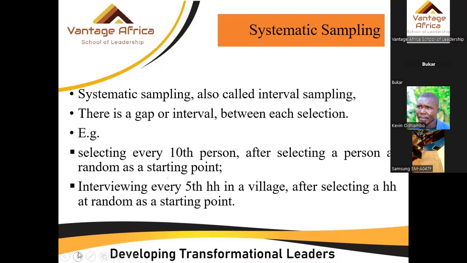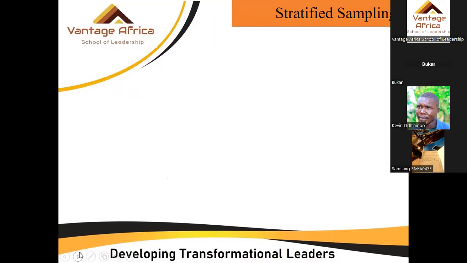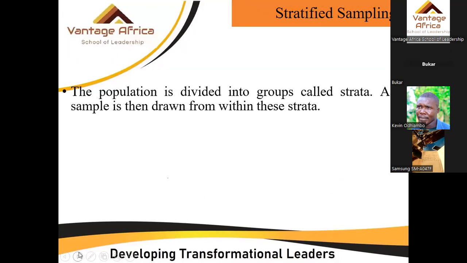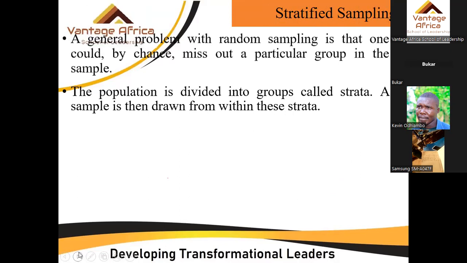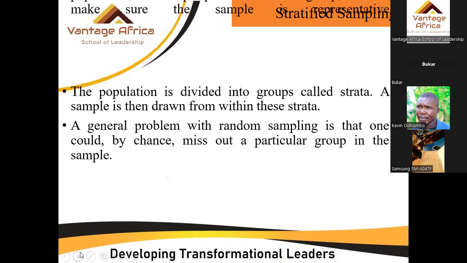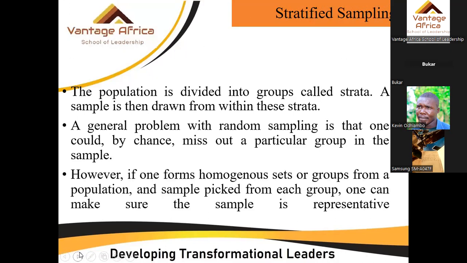How about stratified sampling? Now, the population is divided into groups called strata. Then a sample is drawn from within these strata. The general problem with random sampling is that one could by chance miss out a particular group in the sample. Okay. However, if one forms homogeneous groups from a population, and a sample is picked from each group, one can make sure the sample is representative.